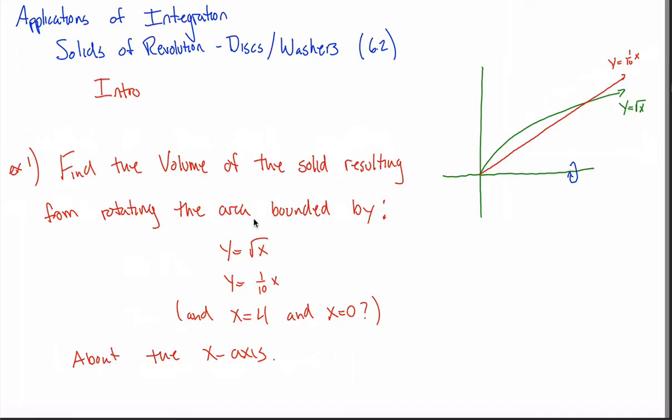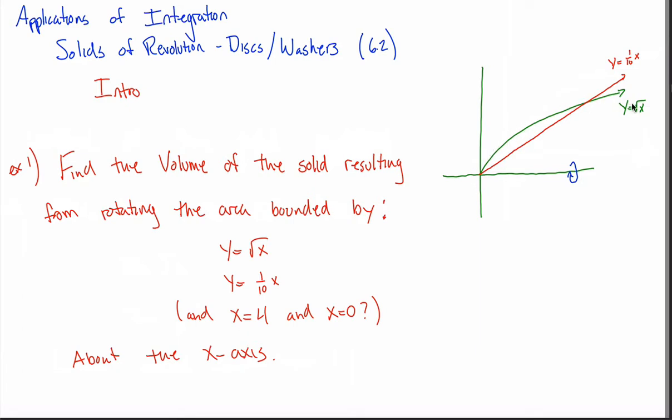I found this problem online because there's a cool animation for it, so I want to use it. But first, I want to point out a problem with the problem. This says, find the volume of the solid resulting from rotating the area bounded by y equals the square root of x, y equals 1/10 x, and x equals 4. It didn't have this x equals 0 in there. So if you're just given these three curves, I think it's problematic.